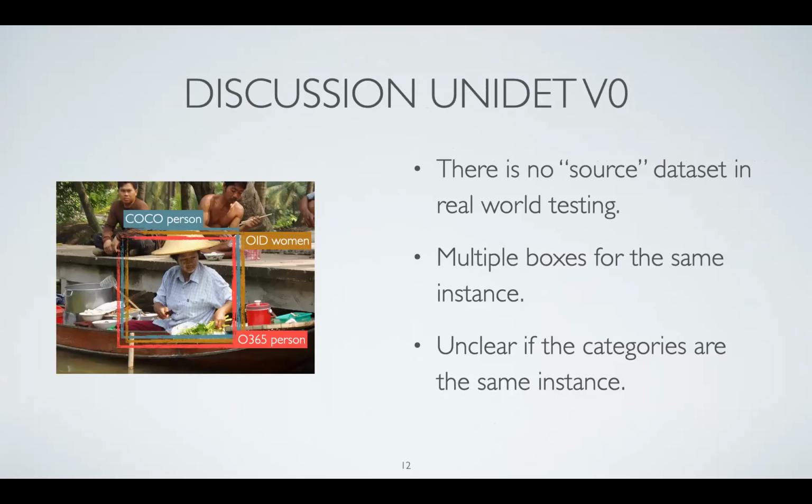However, when we apply this model to an image in the wild, there is a problem because there is no source dataset at test time, and we don't know which head to look at. As a result, we have to put all the outputs together, and the model may predict multiple nearby boxes, and it is unclear if they correspond to the same instance.